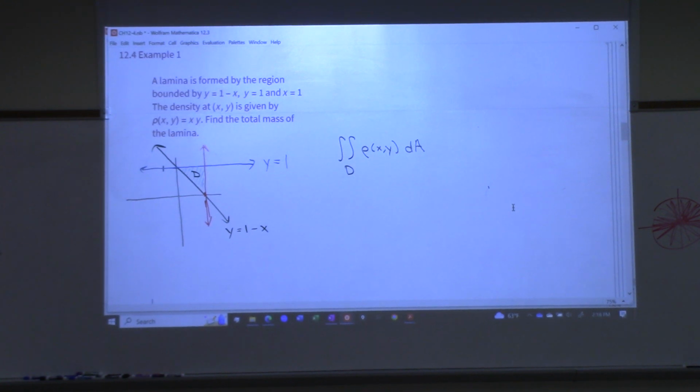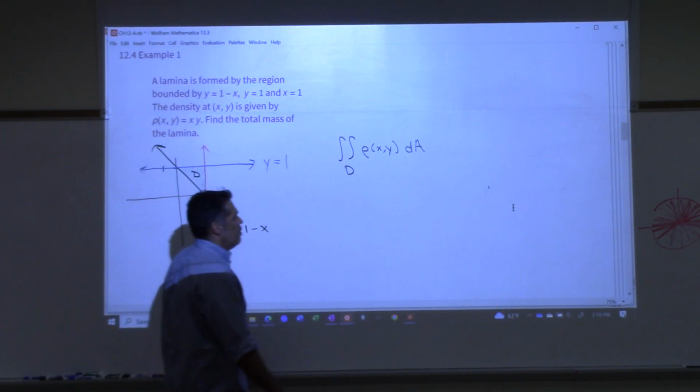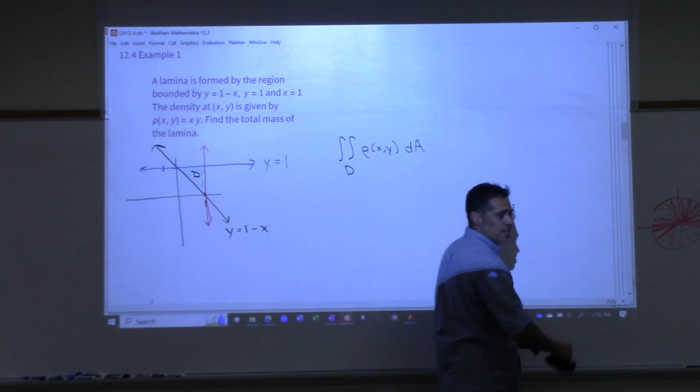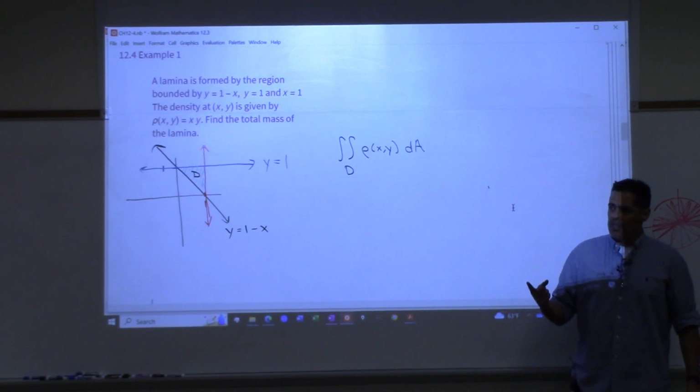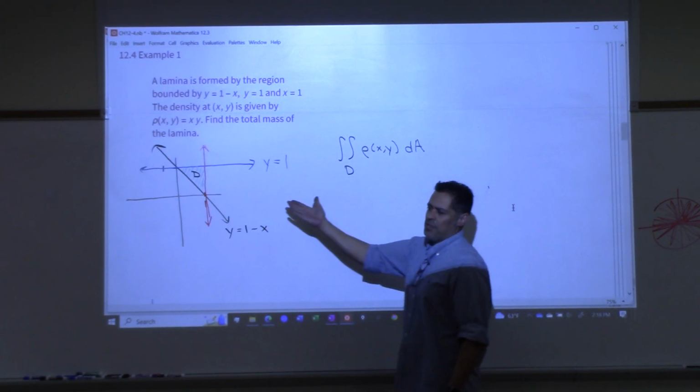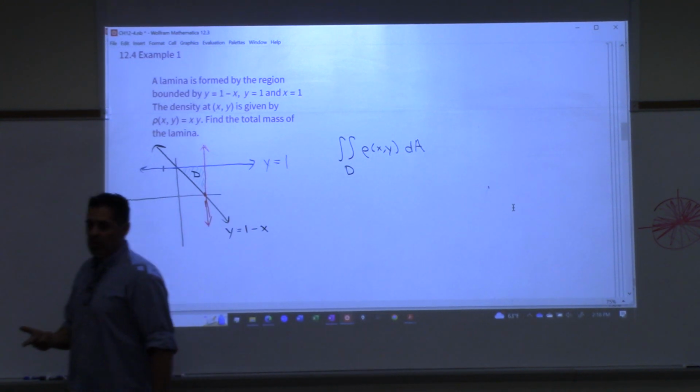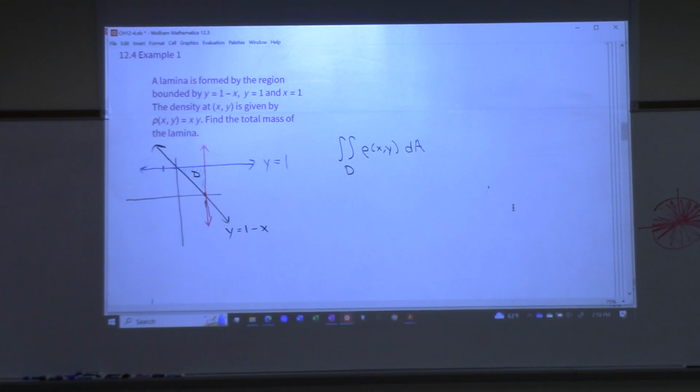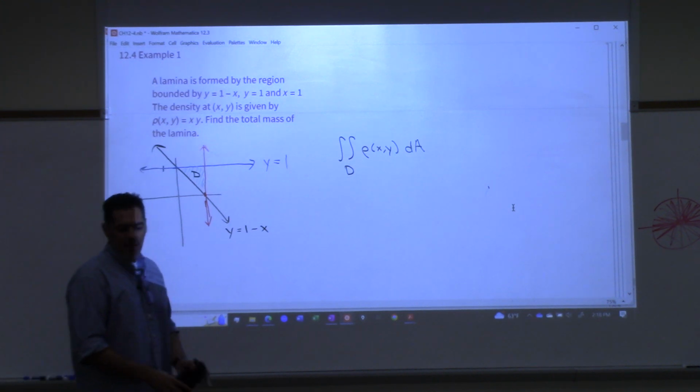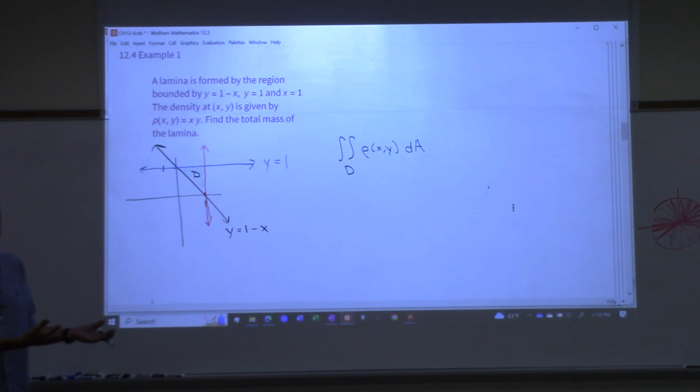Looking at that region D, you're now equipped with Cartesian. You can do Cartesian rectangle. That's not a Cartesian rectangle. You can do type 1 Cartesian, type 2 Cartesian. You could do polar, although that doesn't look polar. So we have to figure out what the best thing is for this. I think we just keep it in Cartesian. Let's go type 1 Cartesian.